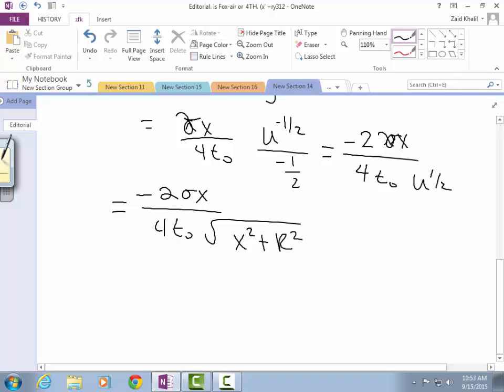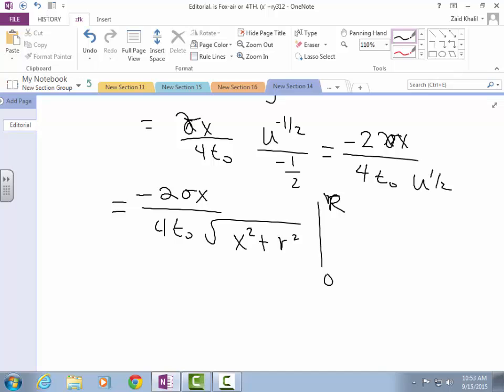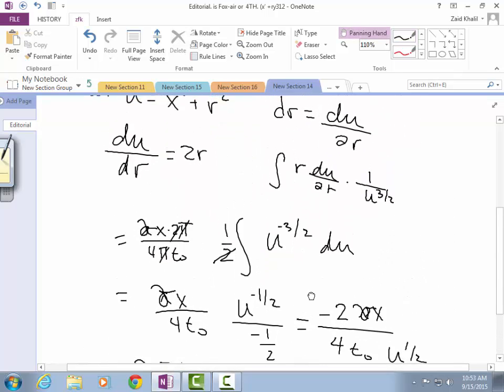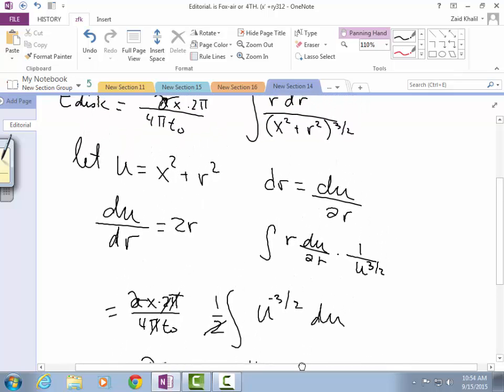And now, what are we going to be integrating from? Let's see if this is right. Should we take out the 2, divide top and bottom? Isn't it little r? Yeah, it's little r. So 0 to big R. Let's see if this is right. Something's off here. Something's off, guys.